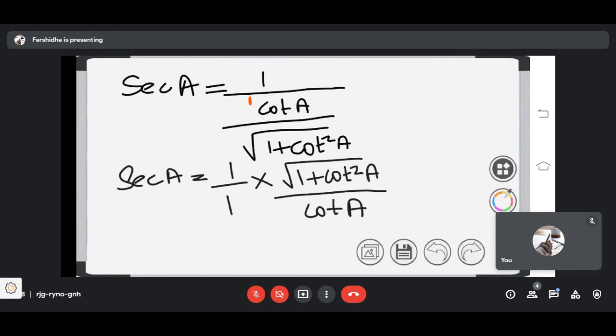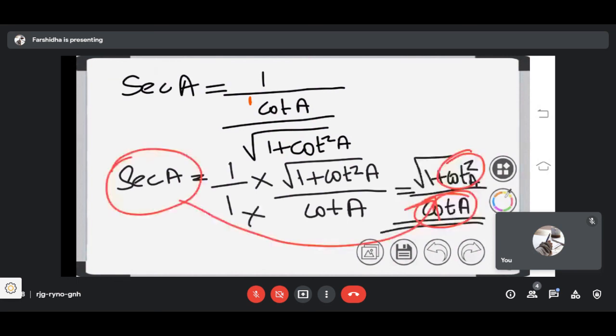That is the question. We need to represent sec A in terms of cot A. Now the numerator and denominator are both in terms of cot.